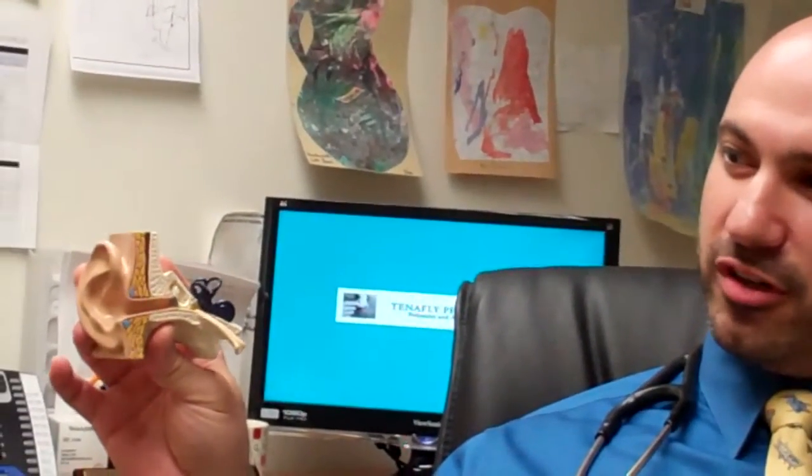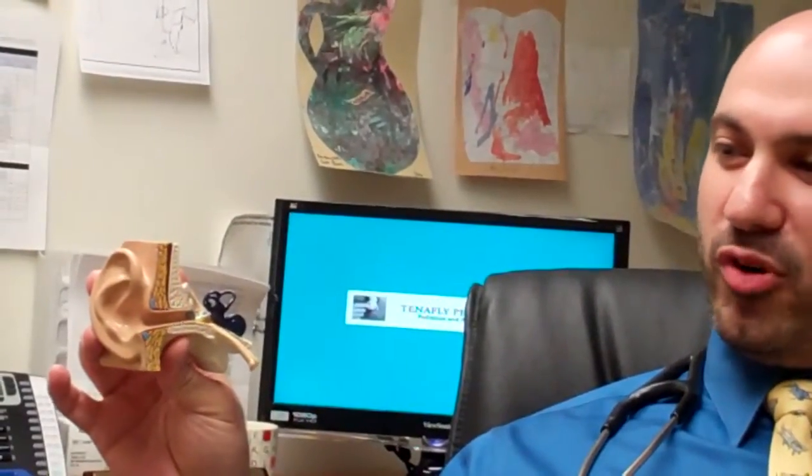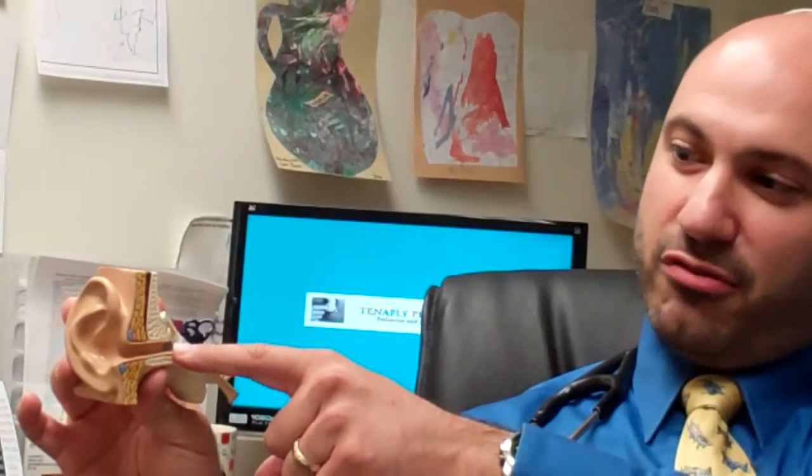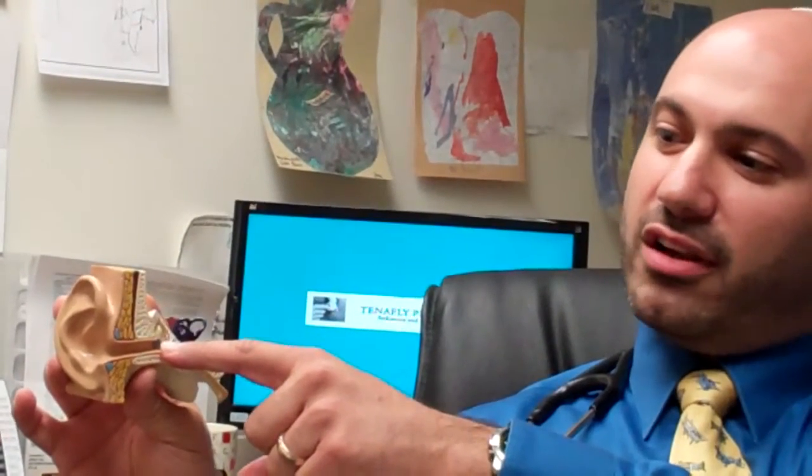So, I'm holding in my hand here a cutaway model of a human ear, and the important parts for our discussion today, you can see this is the ear canal, the part that you can see when you look at somebody's ear. Inside here is the eardrum. This is where the ear infections take place. This is what we call the middle ear.